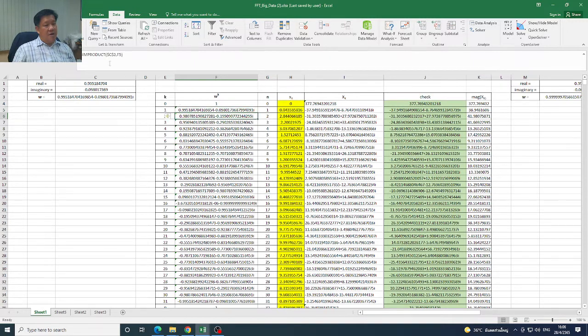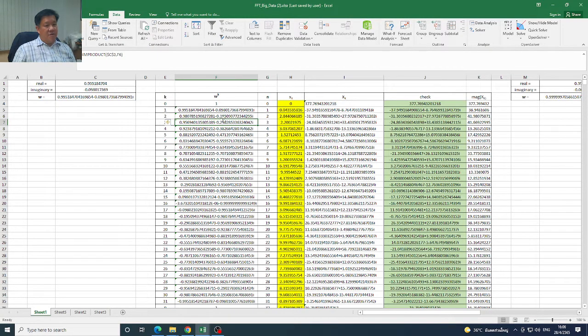But this one you can use the IM product, which is what we call the complex number product. We are going to use C3 multiplied by F5. F5 is here, and C3. So this one becomes W squared. And then you move on to this cell, and you just make a copy until K is equal to 31.